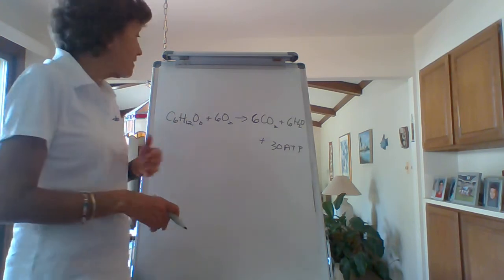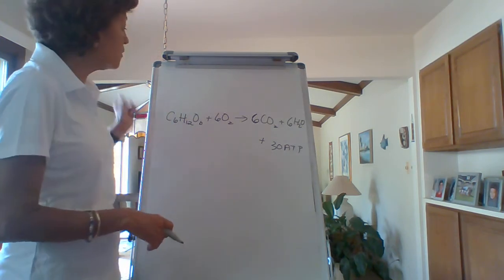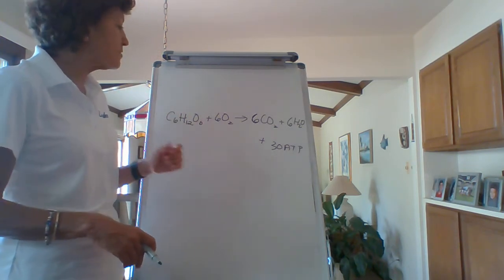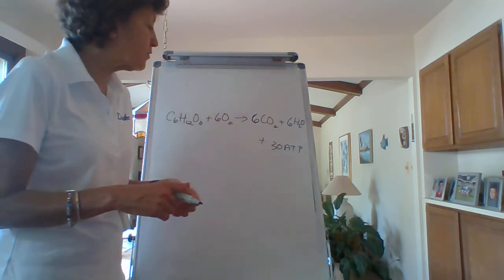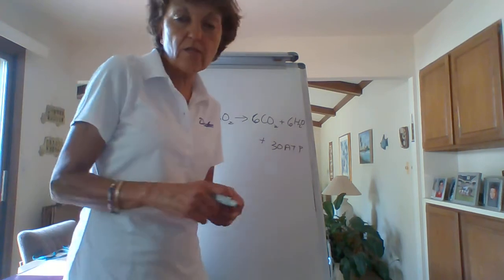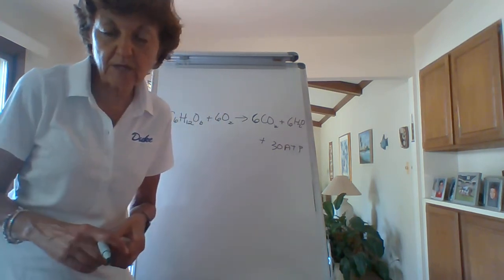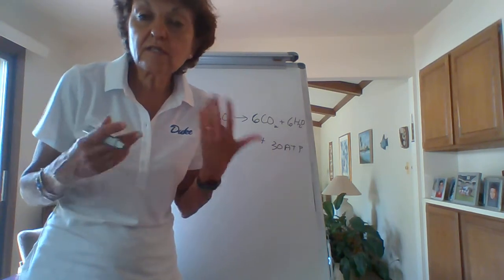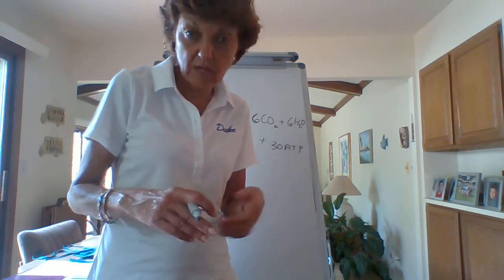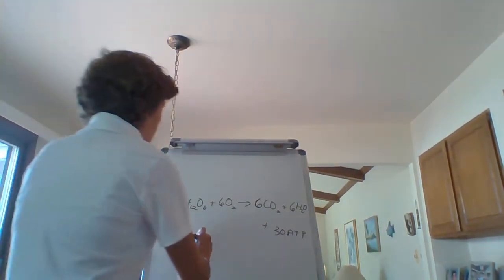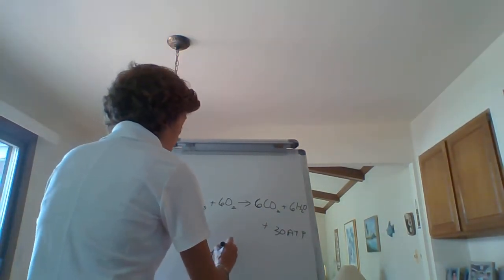Or you could look at it as one glucose molecule will react with 6 oxygen molecules to produce 6 carbon dioxide molecules, 6 water molecules, and 30 molecules of ATP. How does it do that? Well, it's not one reaction. It's many, many reactions. So the first step is glycolysis.